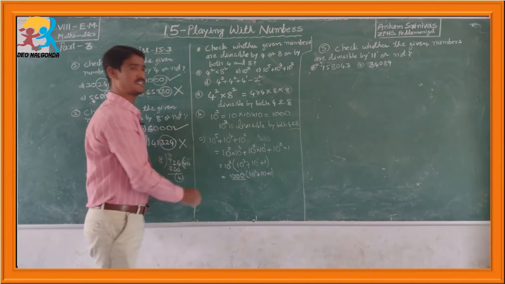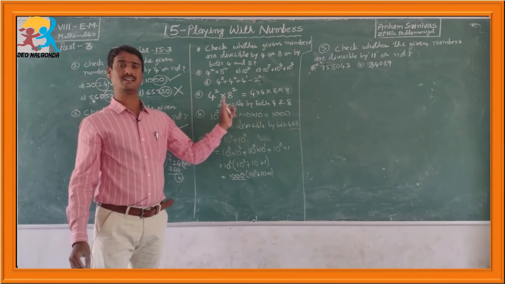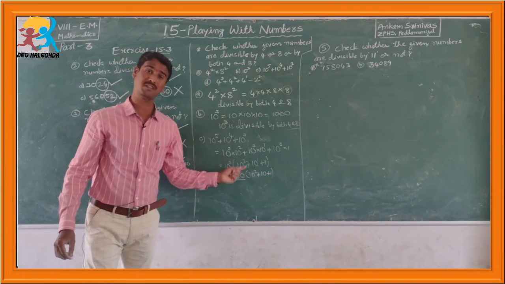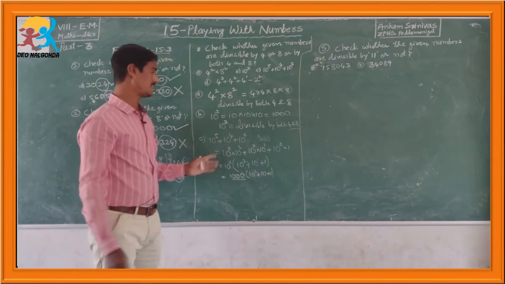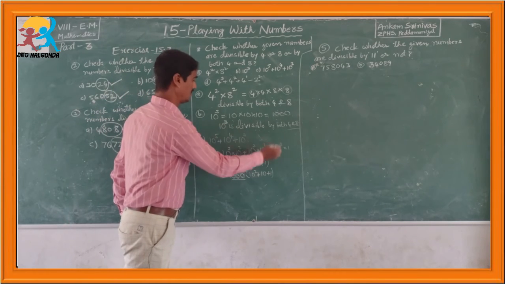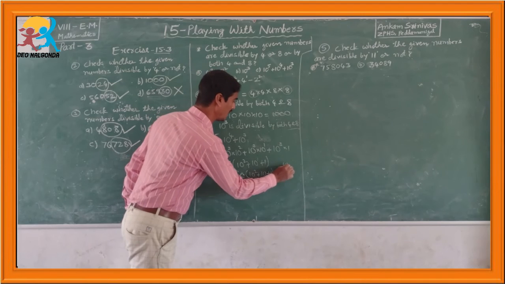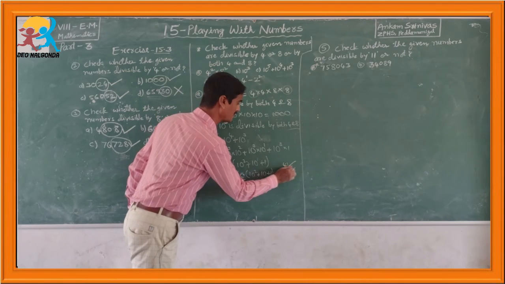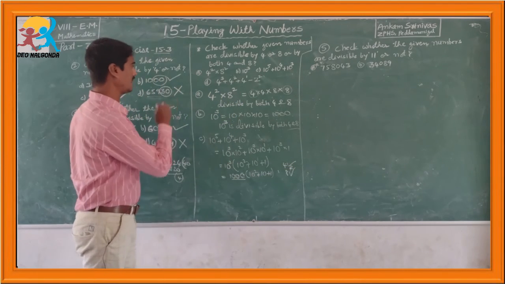So 1000 is divisible by 4, also divisible by 8. So it is divisible by both 4 and 8, children. Yes or no? Check the last one.